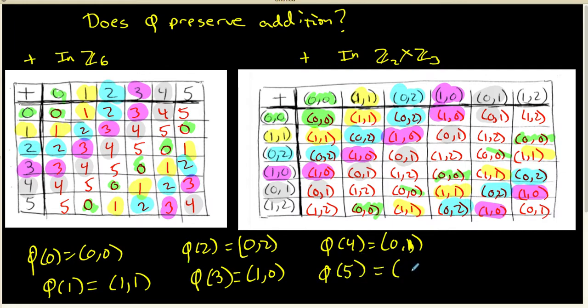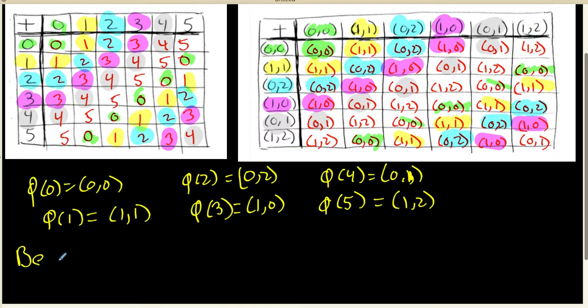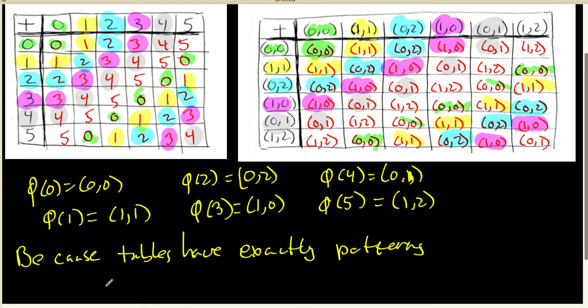And then finally, we have phi of 5 is equal to 1, 2. And we will leave the phi of 5's uncolored, and you'll notice that they also have the same pattern in both tables. So because our tables have exactly the same patterns, that tells me that phi does preserve addition.